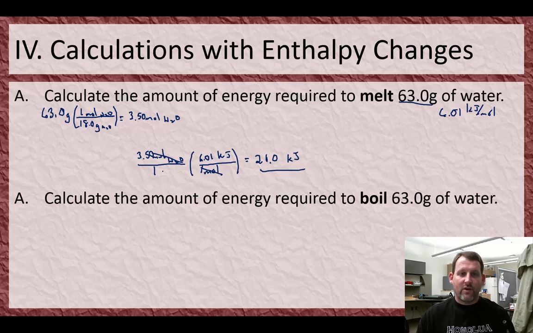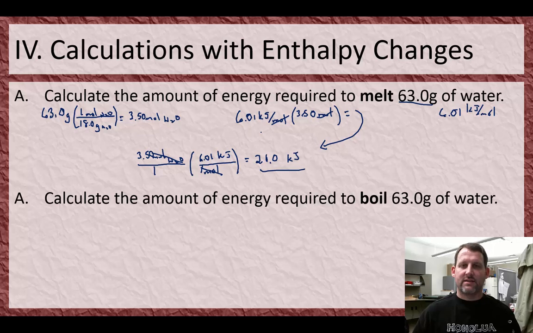Awesome. Now another way of approaching this is to start like I did before and say, I know it takes 6.01 kilojoules per mole, and then just multiply that by the 3.50 moles. Moles would cancel, and you'd end up with the answer of 21, equal to that one down there. So two ways to approach it, whichever makes the most sense to you. Totally fine, totally appropriate approaches either way.